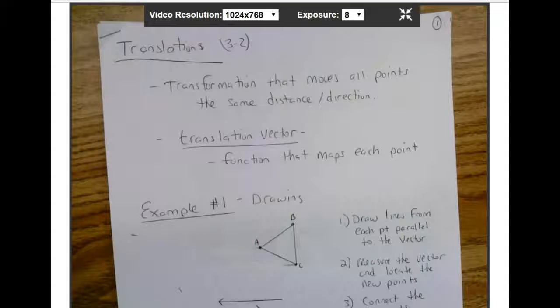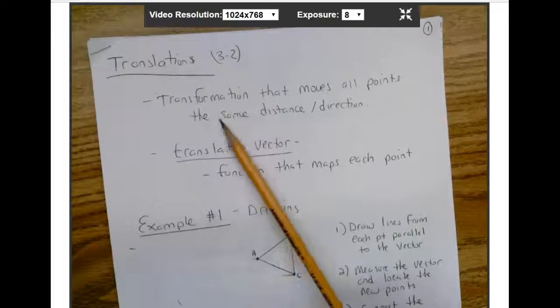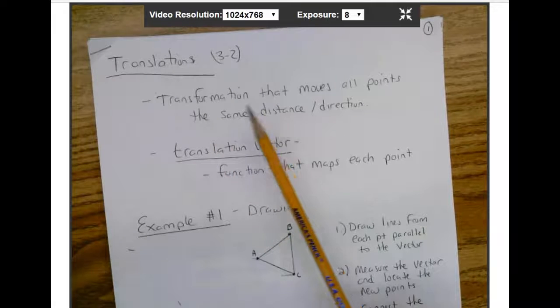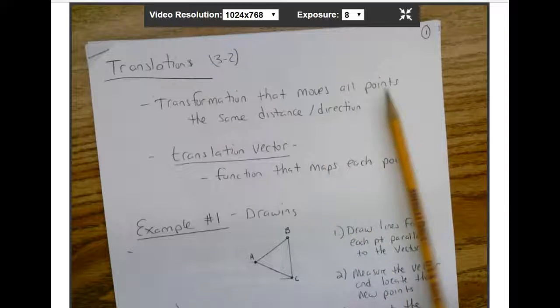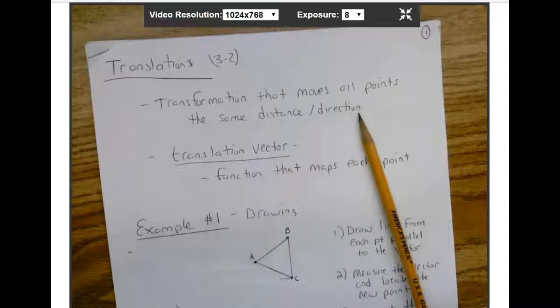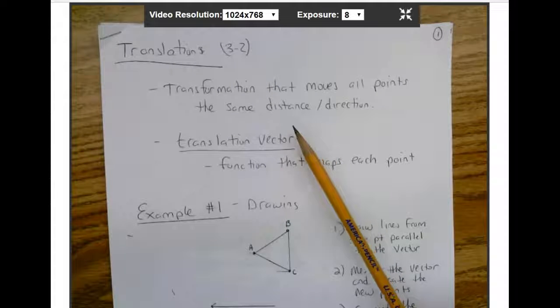In a translation, if we just want to define it, a transformation is one that just moves a shape. A translation is a type of transformation that moves all points the same distance and direction. Okay, so that's really what defines what we're doing today. We're taking the points on any shape and we're moving them the same distance and the same direction.